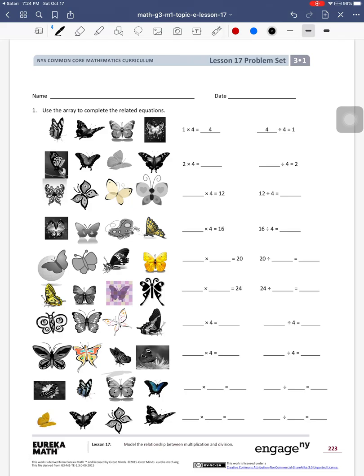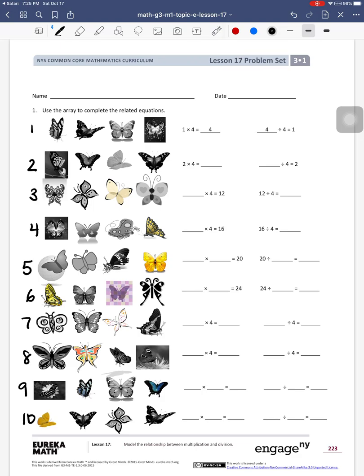It says use the array to complete the related equations. So I always think it's easiest if I just come down here and label my rows. Just coming down along. All right, so now we have one row of 4. So 1 times 4 equals 4. Or we have 4 divided by 4 equals 1 because we have 4 in the row, right? And then there's 1 left.